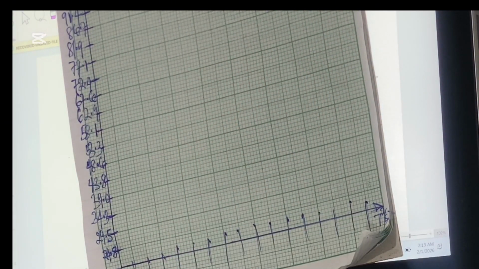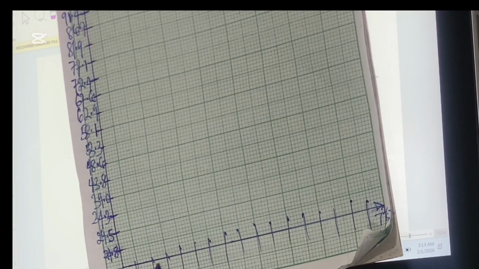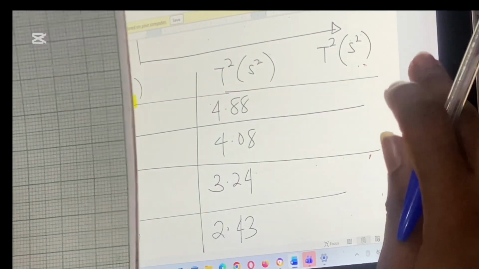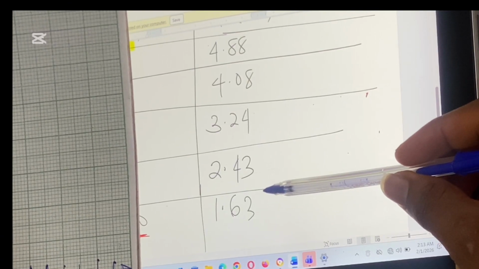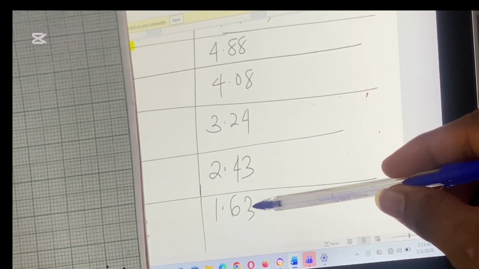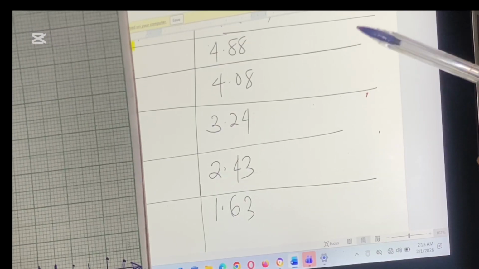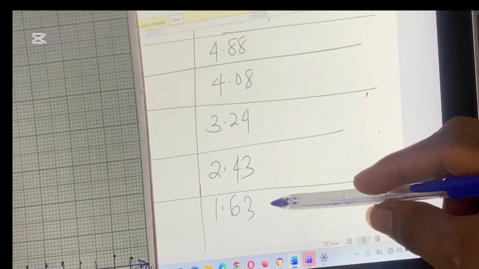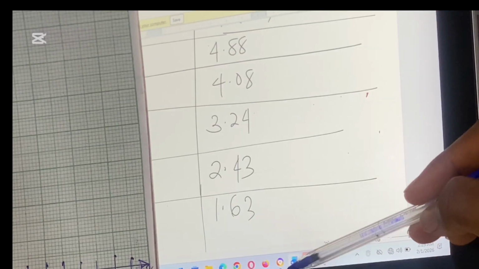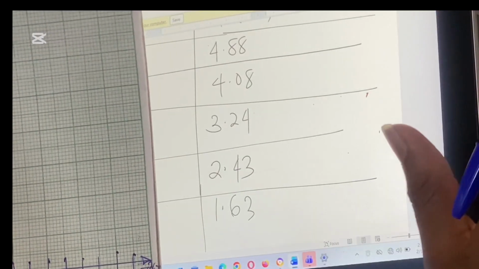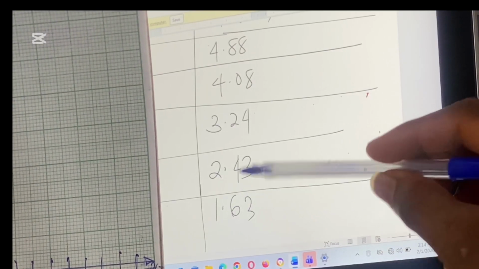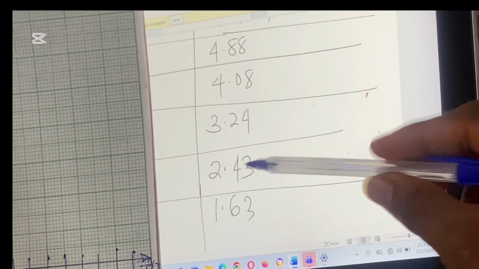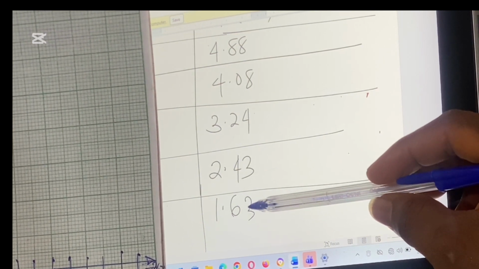Okay, now let's assign the values here. So the first procedure is to find the lowest value from that axis. Now in this axis here, which is t square axis, our lowest value here is 1.63. So class, when you want to choose the lowest value from 1.63, you can reduce it down to a significant number. You can reduce this 1.63 to a significant number, and that number can be 1. I hope you get that.